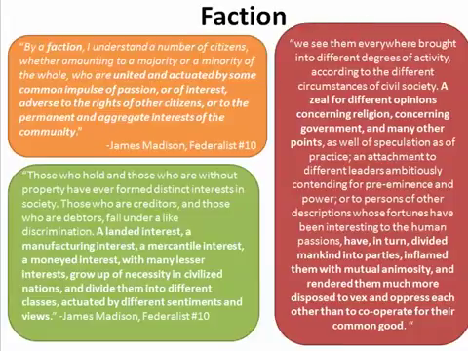Okay, and then here's a third way he defines this word, faction. We see them everywhere, brought into different degrees of activity according to the different circumstances of civil society. A zeal for different opinions concerning religion, concerning government, and many other points, as well as of speculation, as of practice, and attachment to different leaders ambitiously contending for preeminence and power, or to persons of other descriptions whose fortunes have been interesting to the human passions, have in turn divided mankind into parties, inflamed them with mutual animosity, and rendered them much more disposed to vex and oppress each other than to cooperate for their common good. So those are three different ways that James Madison defines what a faction is, or a party, or an interest group.